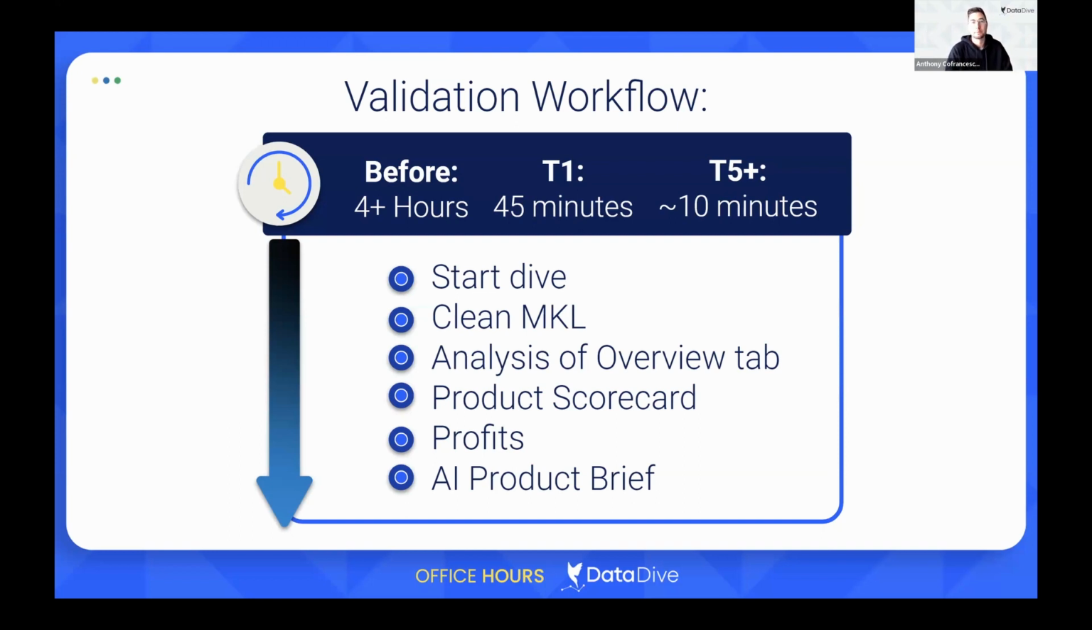And the AI product brief is going to give me ideas of how I can improve the product to do better than the current sellers. So if you're going through a list of products that you want to validate, you can just knock these out. Once you've done this a few times, you or your team, 10 minutes, 10 minutes, 10 minutes, 10 minutes, sometimes a little longer, but you can get through that workflow pretty quick.